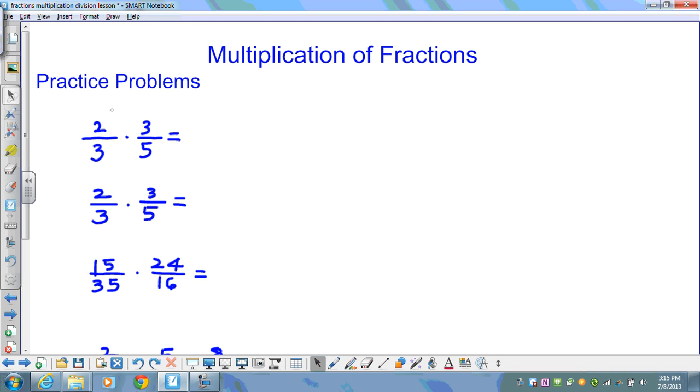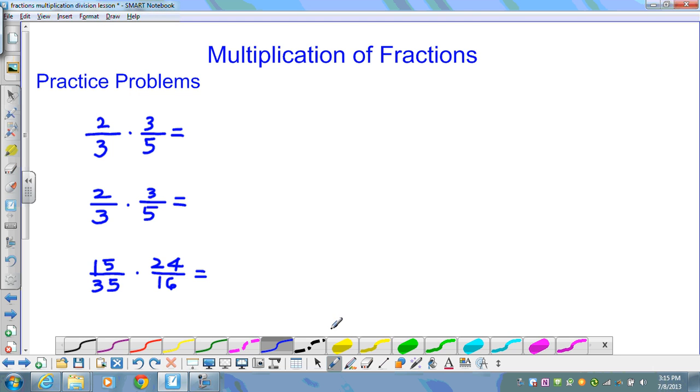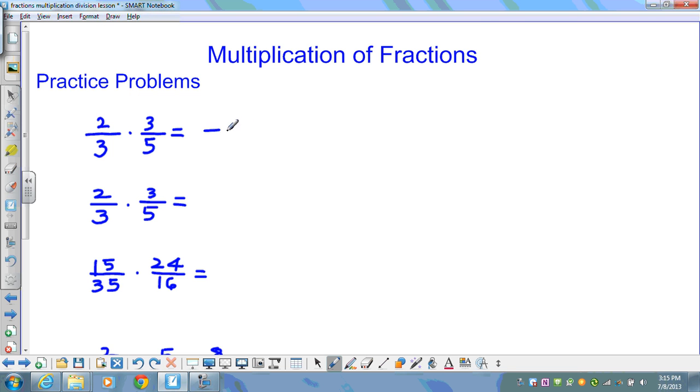So for example, 2/3 times 3/5. So let's multiply the tops, the numerators. We get 6. Multiply the bottoms, or the denominators. We get 15. And we can simplify this a little bit. So 3 goes into the top and the bottom. 3 goes into the top 2 times and into the bottom 5 times. So we can reduce the fraction and leave our answer as 2/5.